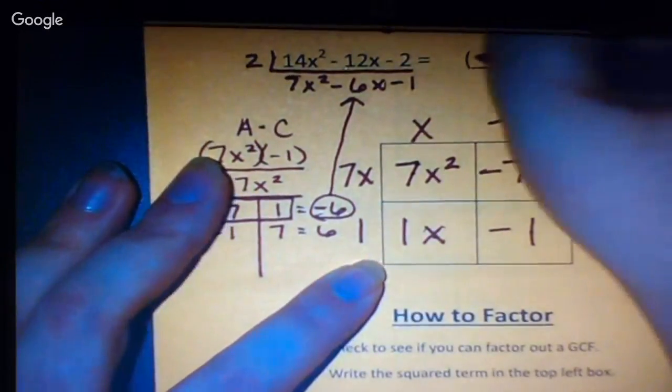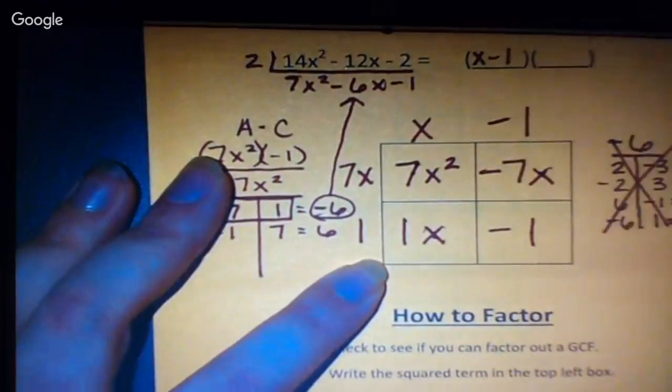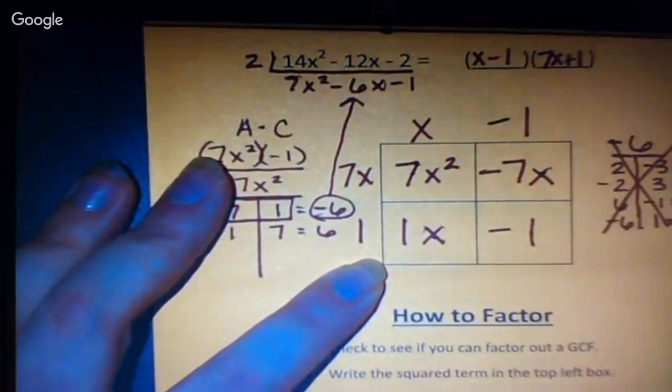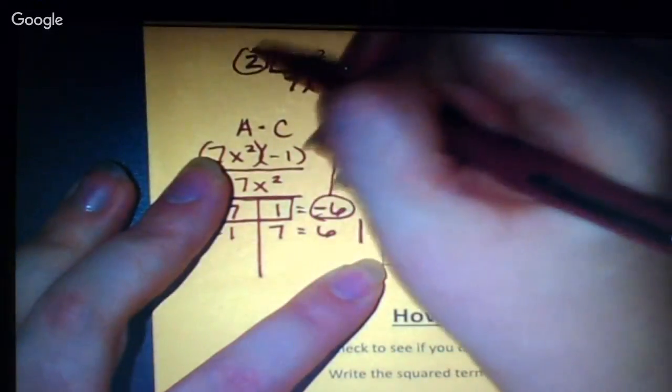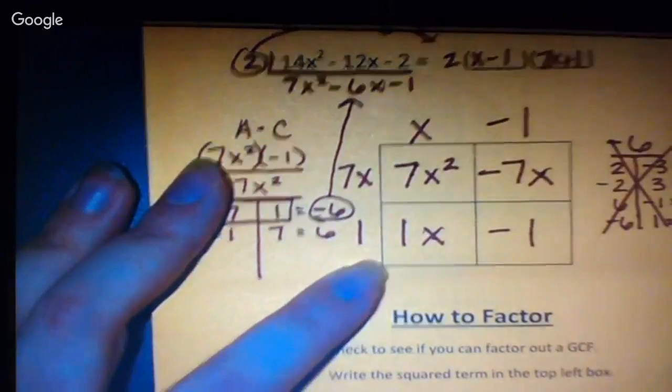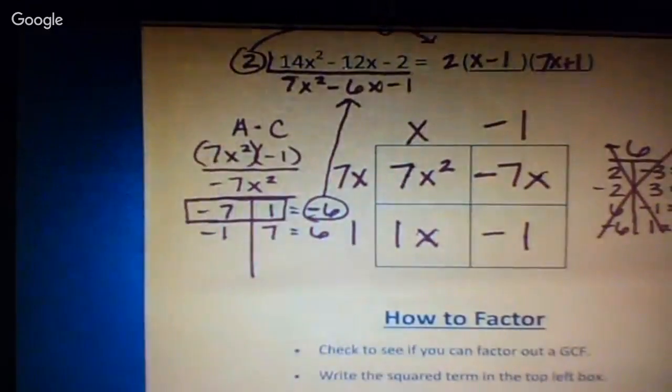So your first factor is x minus 1. Your second factor is 7x plus 1. And then don't forget, this greatest common factor that you pulled out from the beginning needs to go in front of that. That is so easy. You've now just gone from standard form to intercept form. You just confused me. Okay.